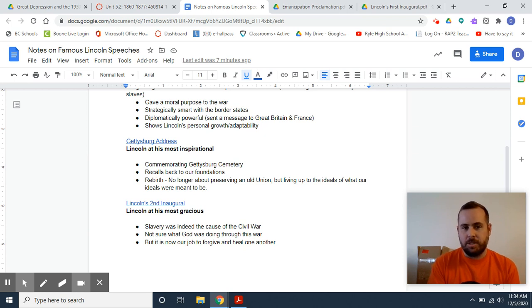Lincoln was not the keynote speaker. Famously, he wrote the Gettysburg Address in just a few minutes on the train ride to the ceremony. It's one of his shortest speeches, and you'll see it in its entirety here in a second. It recalls back to our foundations, to the Declaration of Independence, and he talks about rebirth. What's interesting, if you look at the Gettysburg Address, is he's no longer talking about preserving an old union, but living up to the ideals of what our new nation was meant to be.